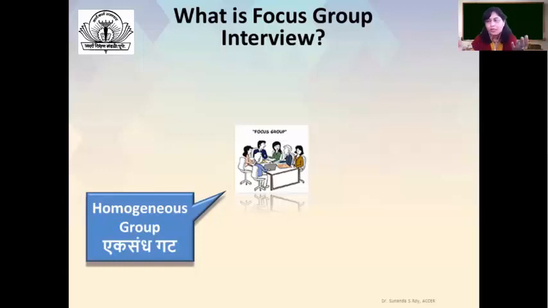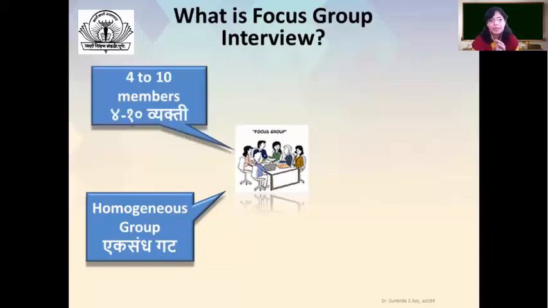I have gone through the definitions, and these are the keywords which explain what a focus group interview is. When we talk about a focus group interview, it is a homogeneous group. Homogeneous group means that the group of people whom you are going to interview have a similarity in experiences, or some factors, some similarity which the researcher is interested in studying. That could be maybe the age, the gender. There could be various factors, and therefore it is a homogeneous group.